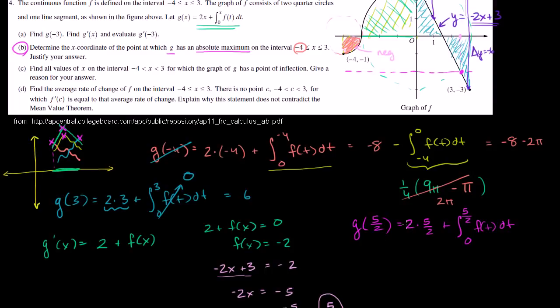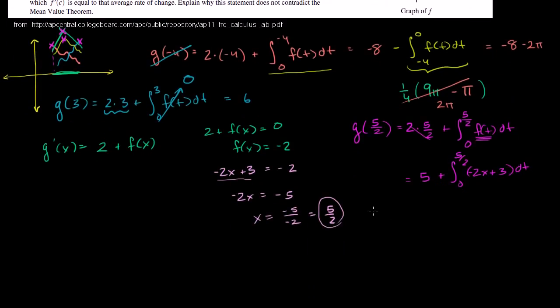So this first part right over here, the 2's cancel out. So this is going to be equal to 5, and then plus the integral from 0 to 5 halves. Now you might be able to do it visually, but we know what the value is of f of t over this interval. We already figured out the equation for it over this interval. So it's the integral of negative 2x plus 3 dt. And then let's just evaluate this. Let me get some real estate. Let me draw a line here so we don't get confused.